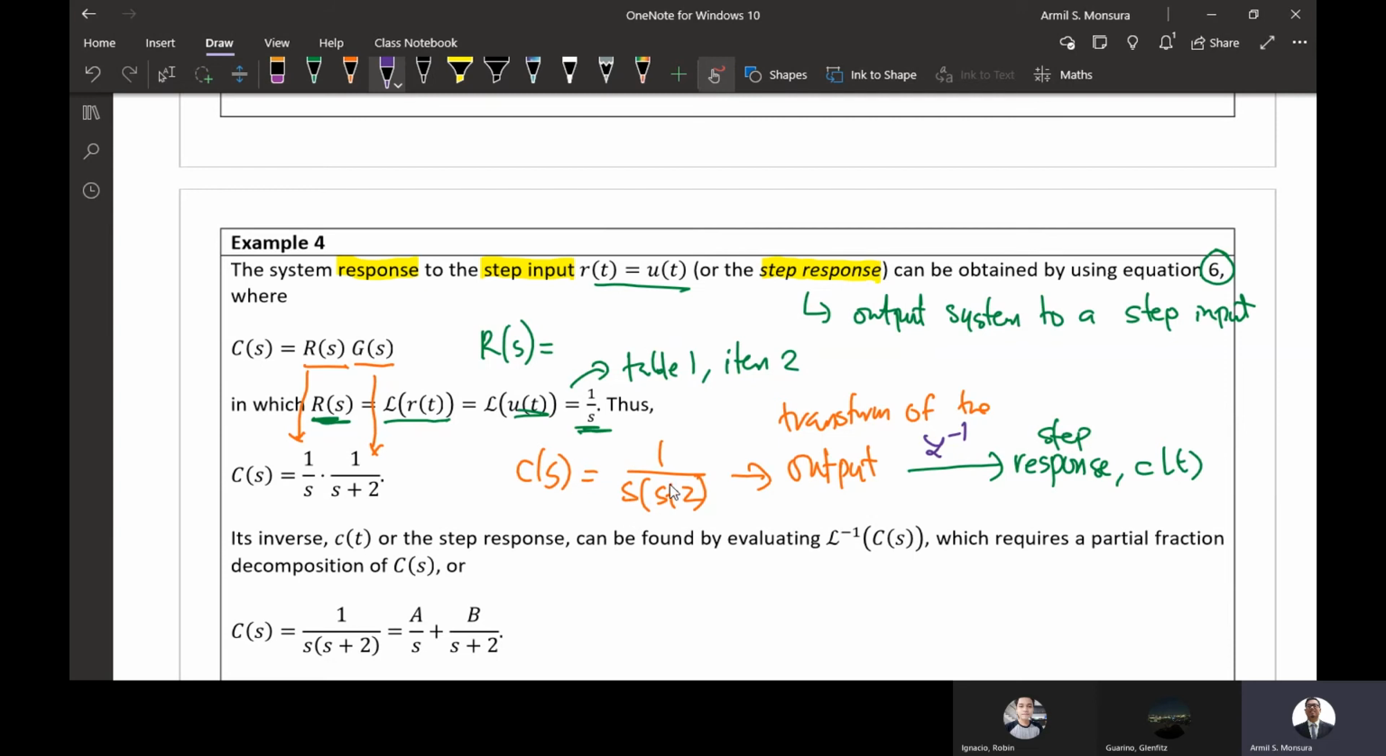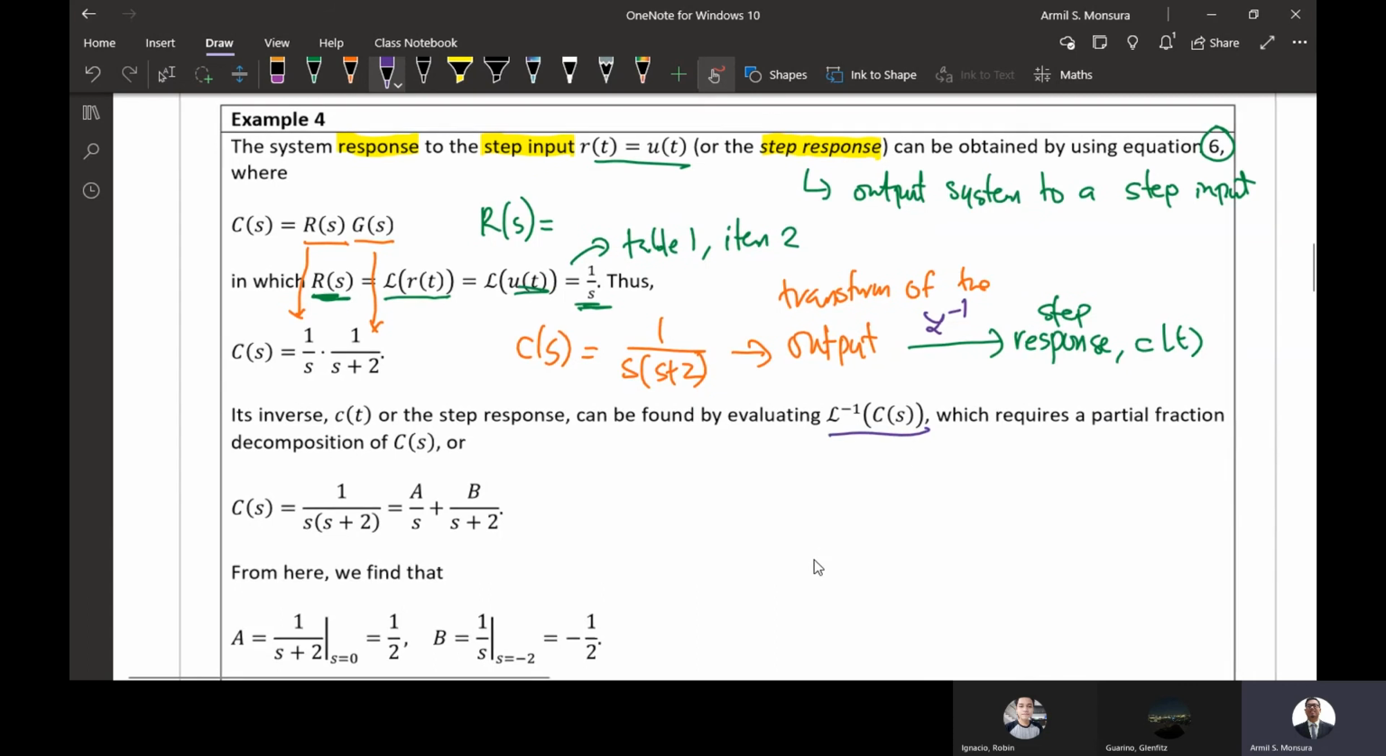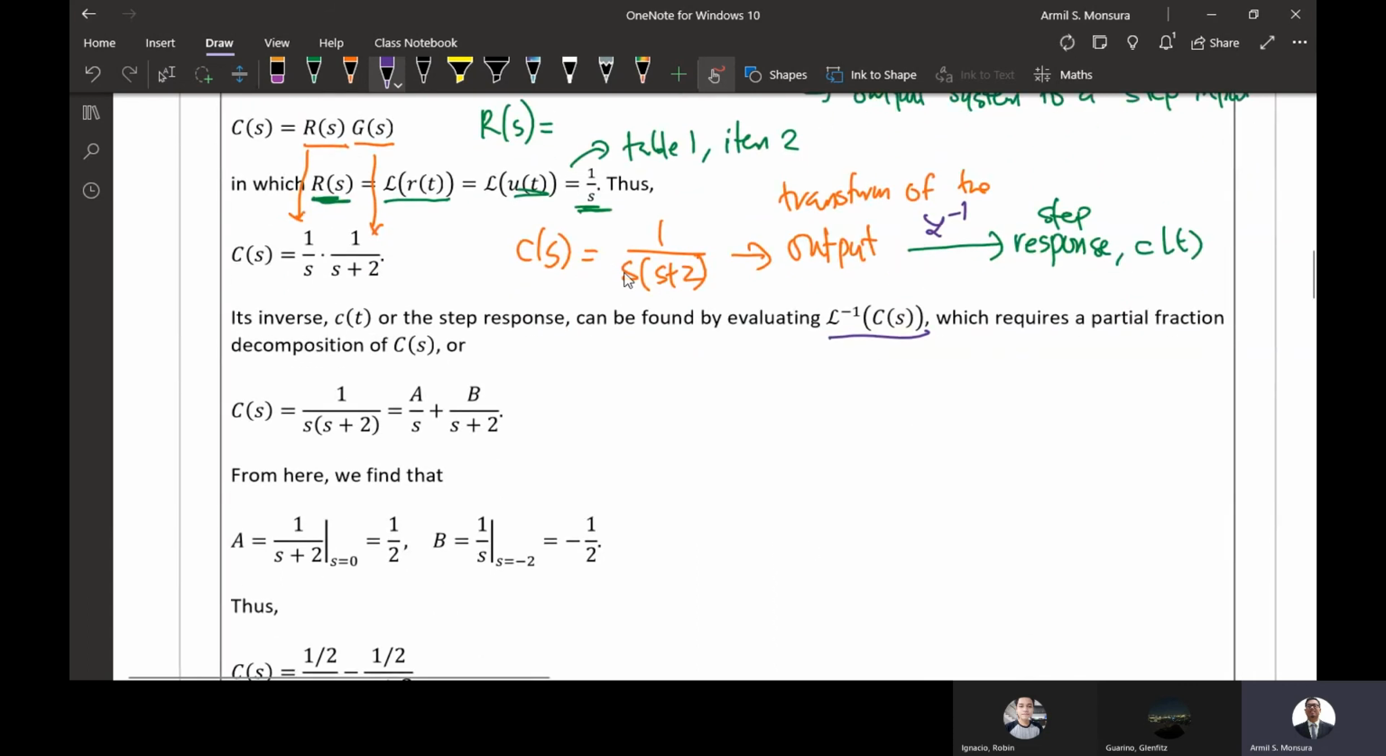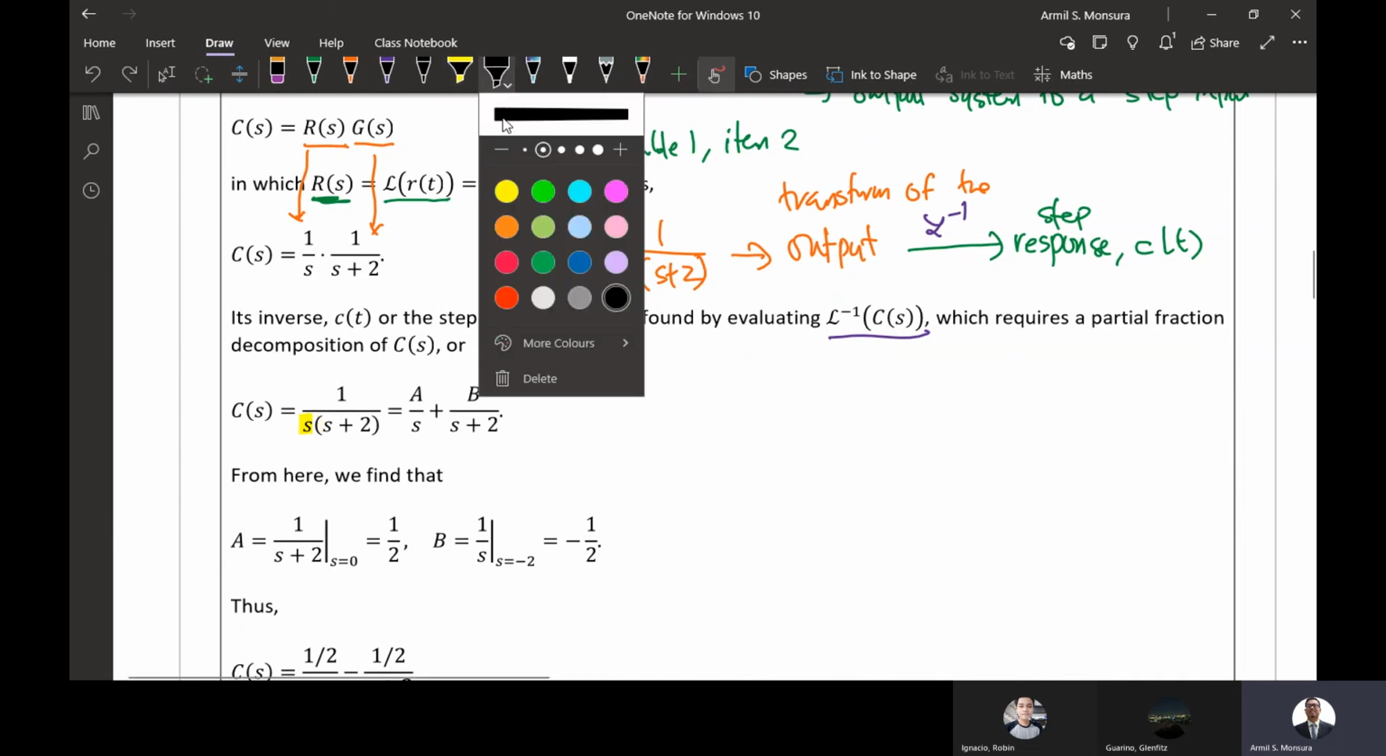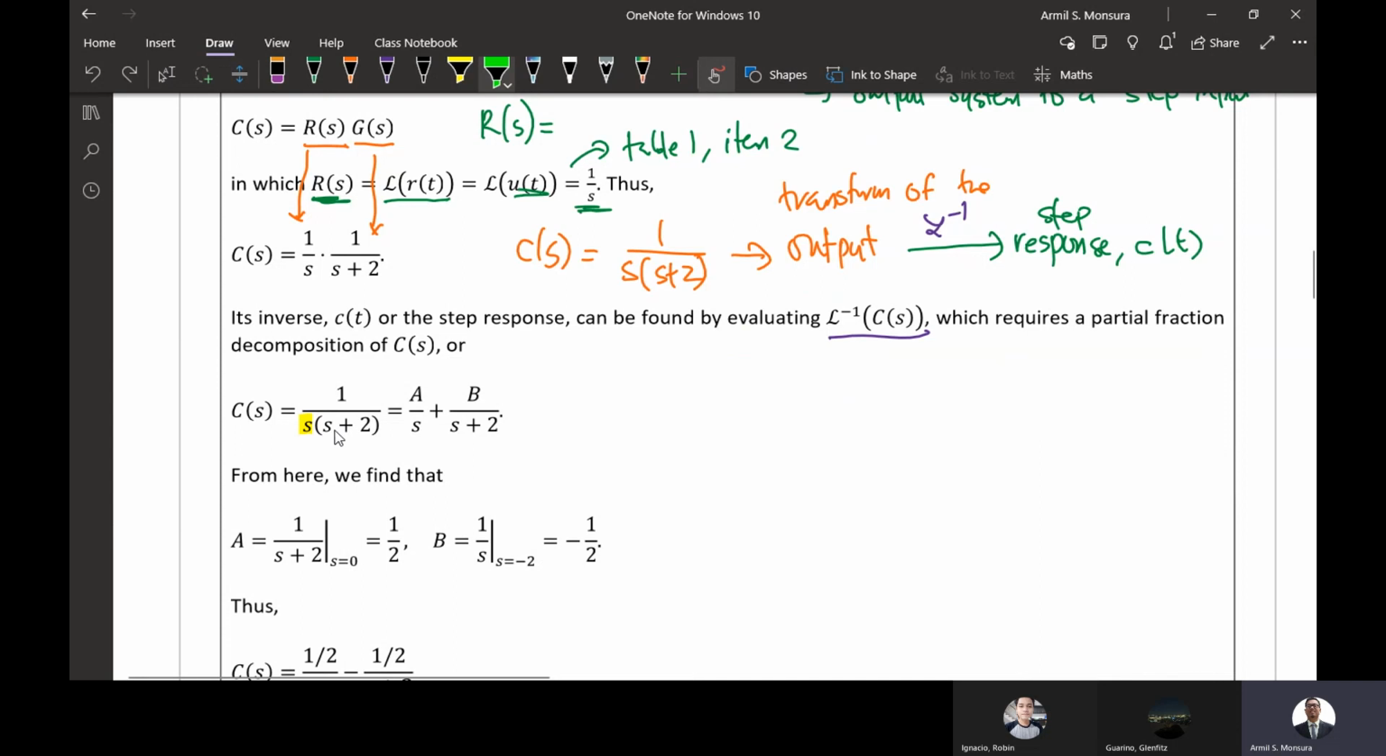So, to evaluate now the inverse Laplace transform of your C of S, since again yung denominator, observe natin na product siya ng dalawang linear factors, S at saka S plus 2. Okay. So, ngayon, magpa-partial fraction expansion tayo by having this one as your first term, and then this one as your second term.